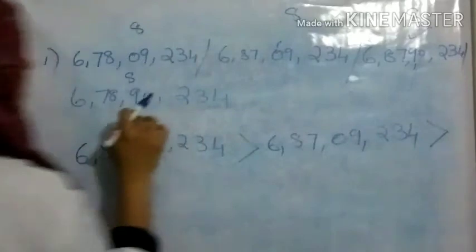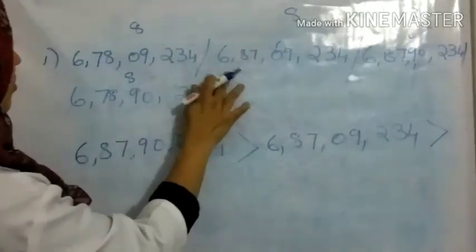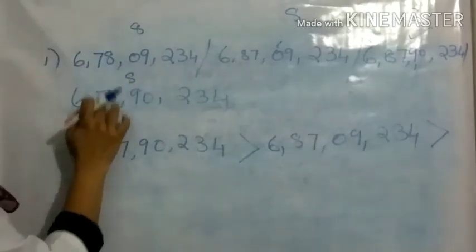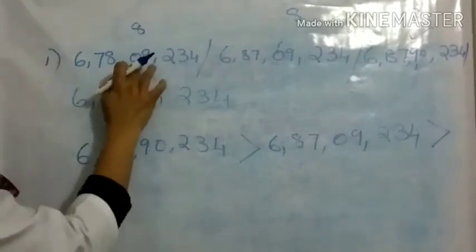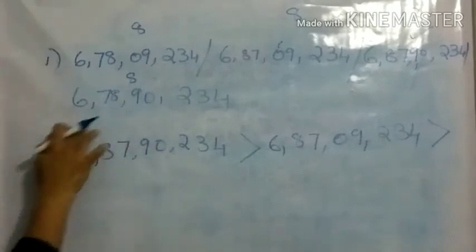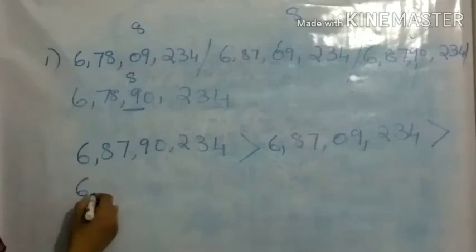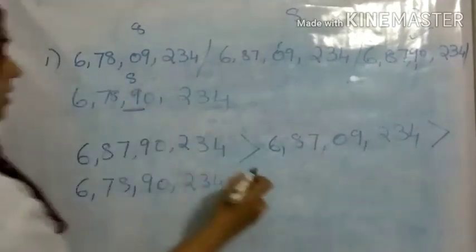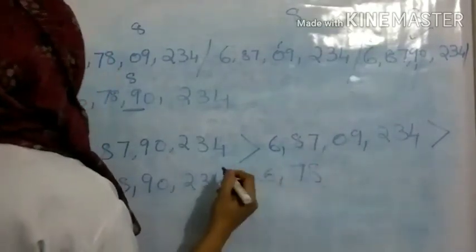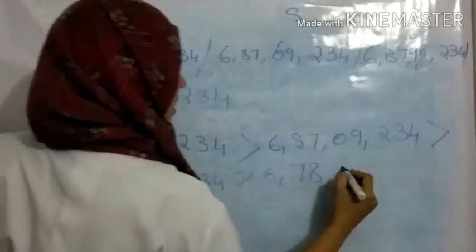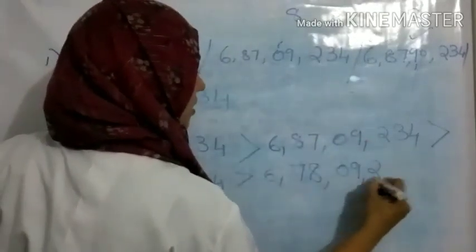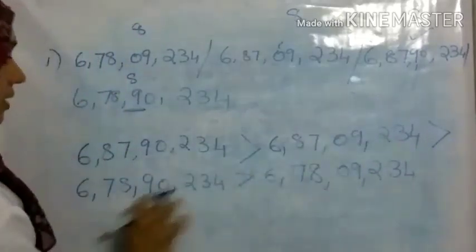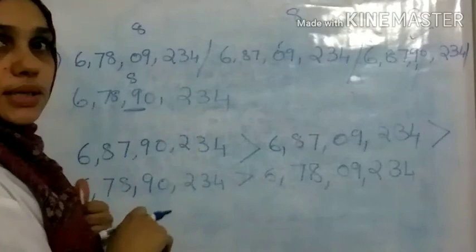Then greater than. Then next compare these two numbers. The extreme left side digit is 6. That's the same. Then here 7, that also is the same. Next one is 8, that also is the same. Then next one here is 0, here 9. Then we can take this one as the greater number. That is 6,78,90,234, greater than 6,78,09,234. First write the greatest number, then the next greater and smaller number. Okay. Did you understand the ascending and descending order?